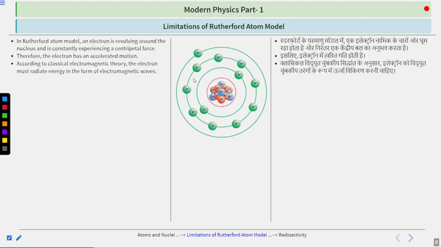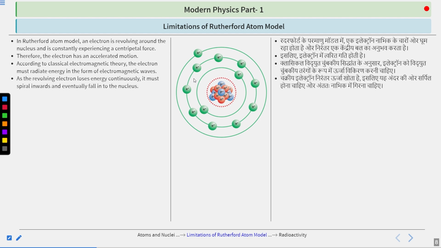According to the classical electromagnetic theory, the electron must radiate energy in the form of electromagnetic waves while in revolution or in motion. As the revolving electron will lose energy continuously because it is in constant motion, it must spiral inwards and eventually fall into the nucleus.